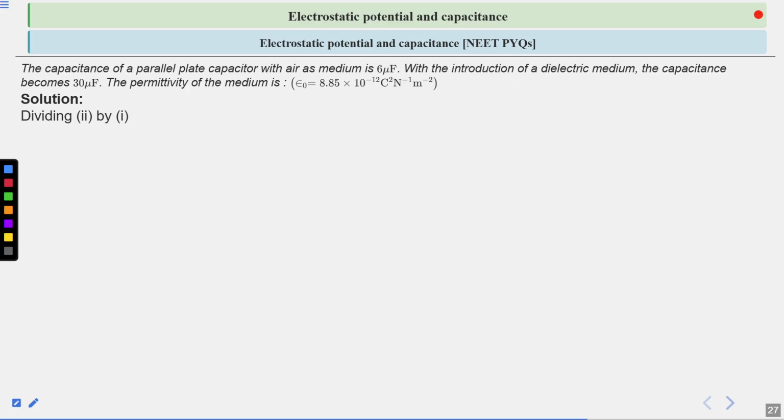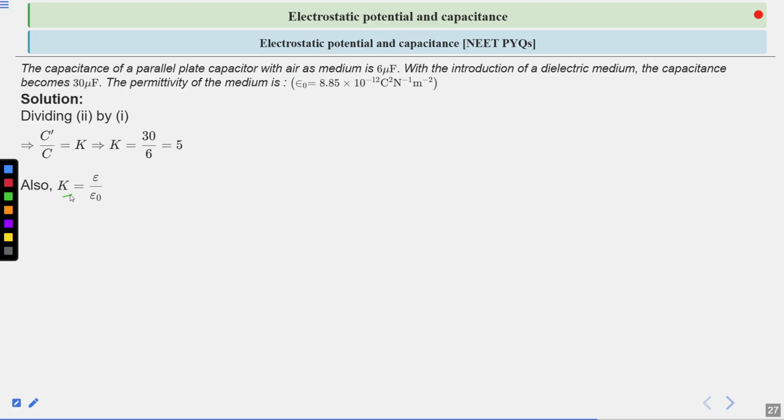Now dividing 2 by 1, C dash by C equals K. So after dividing 2 by 1, we get K, so K is equal to C dash by C. What was C dash? 30 microfarad when the dielectric plate is inserted between its plates. And 6 is the capacitance of the parallel plate capacitor with air as medium. So the dielectric constant will come out to be 5.